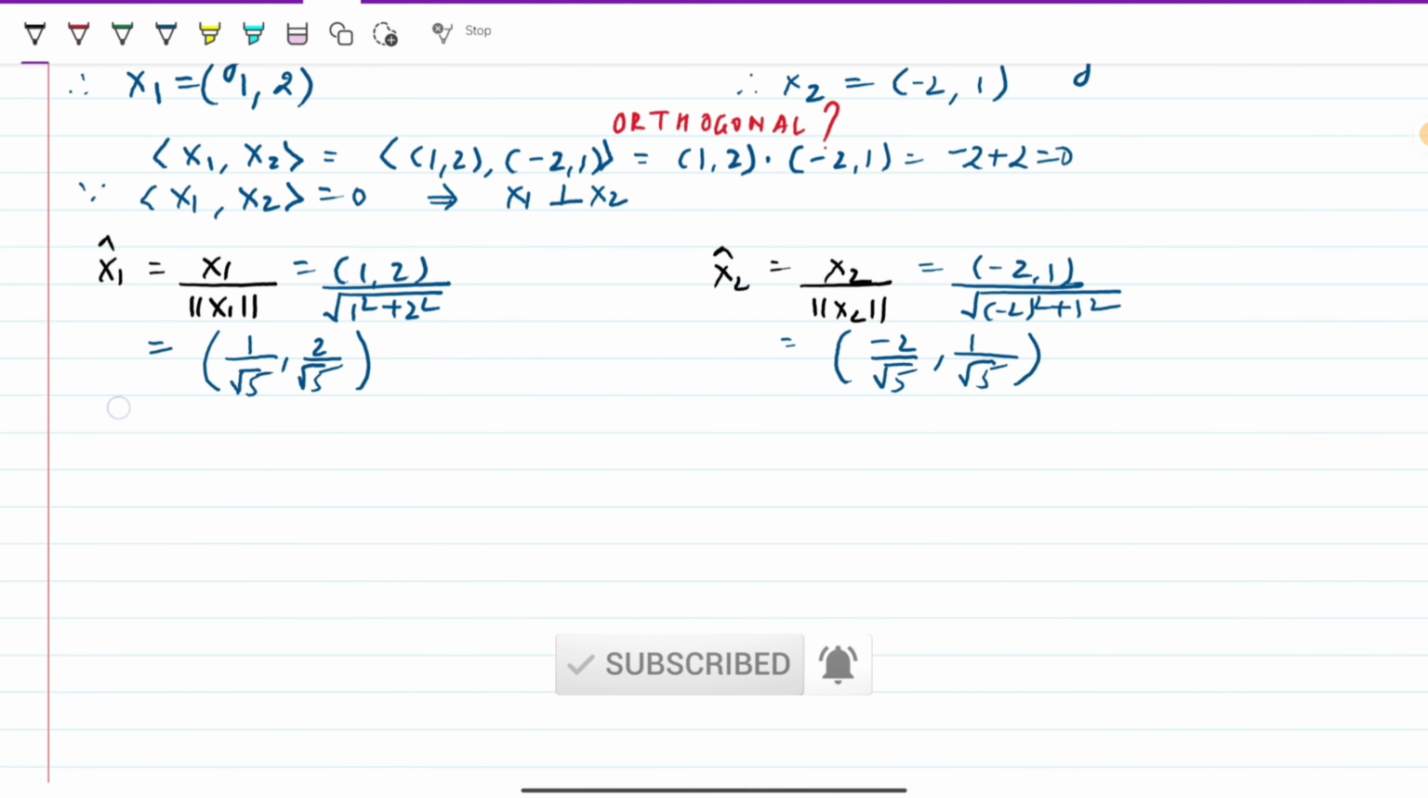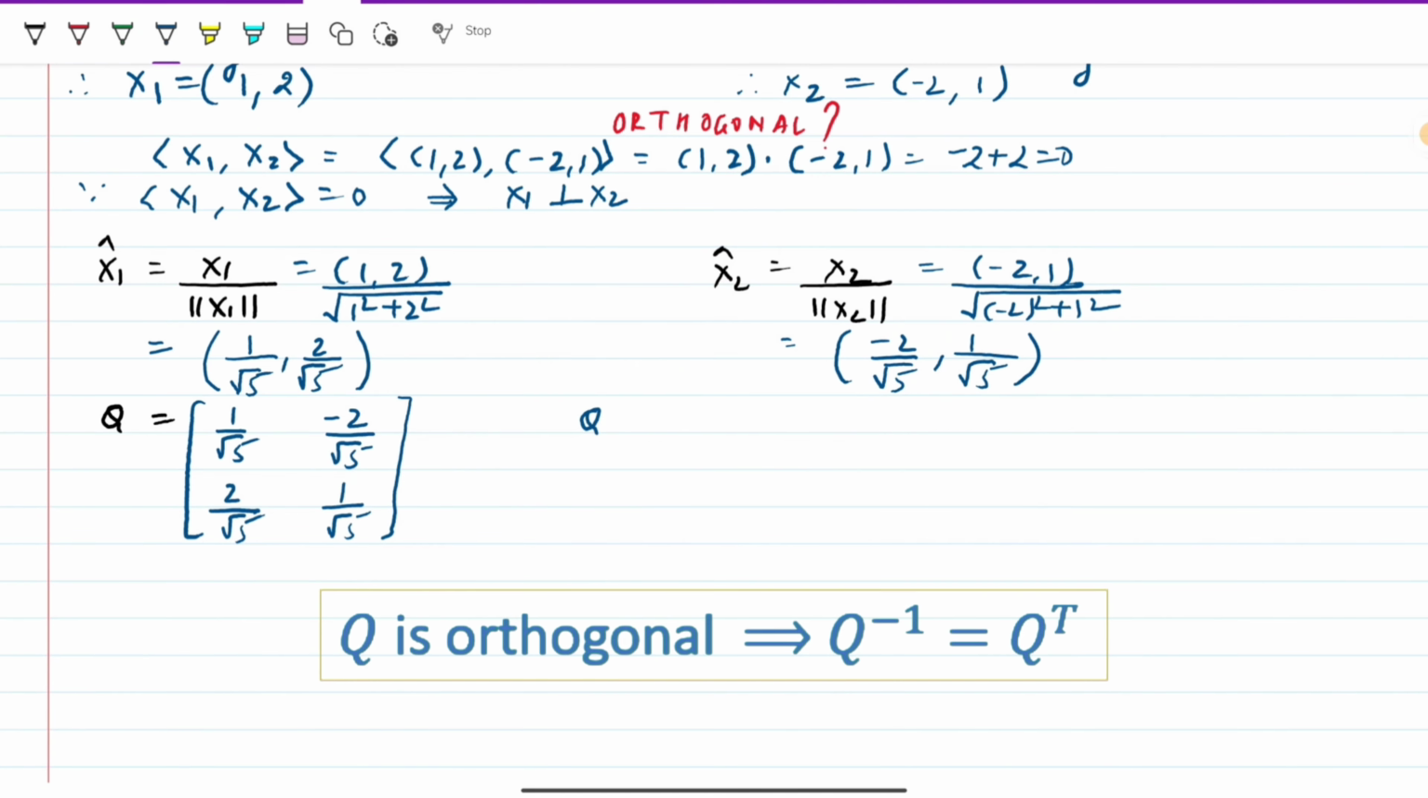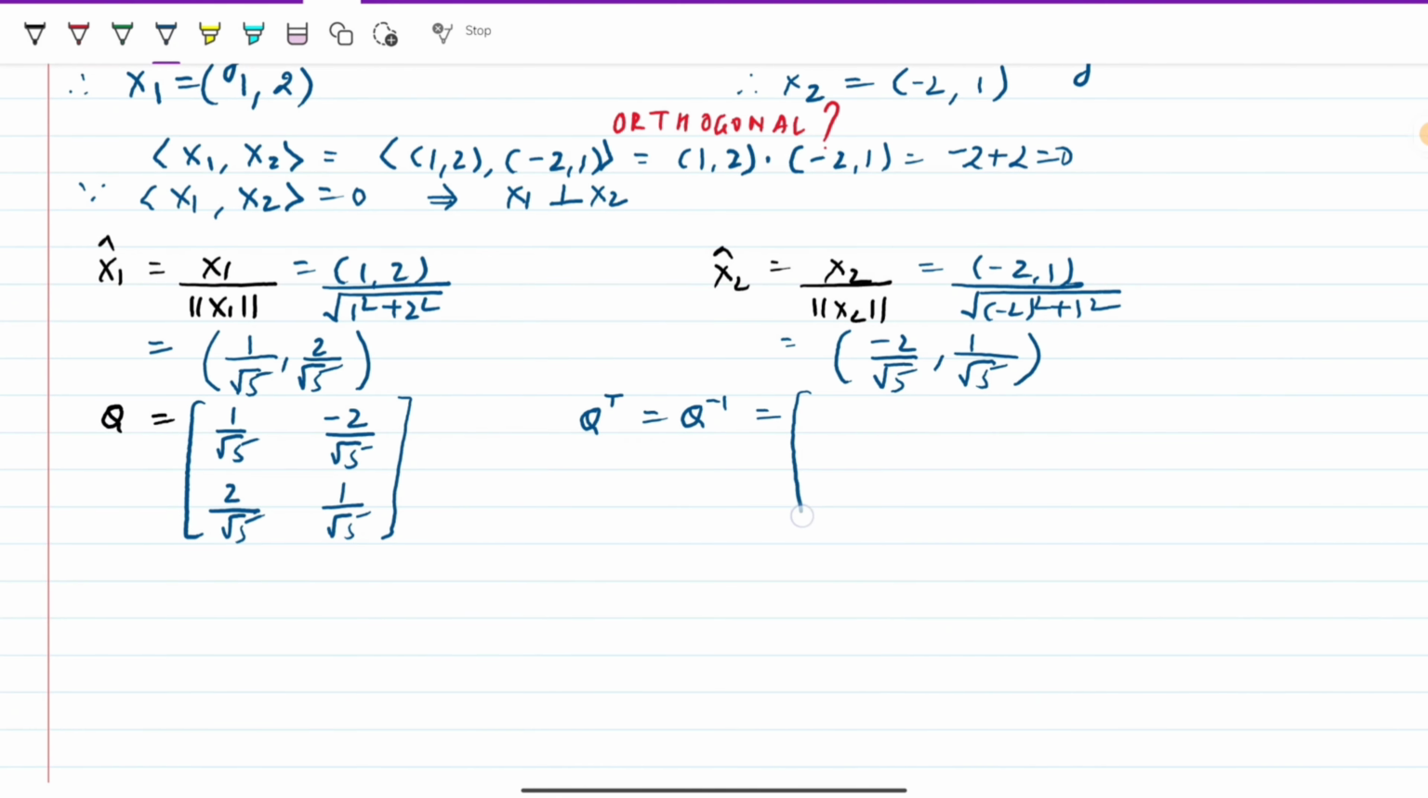So the matrix Q is given by, the first column will be x1 hat, so that's 1 over root 5, 2 over root 5, and the second column will be -2 over root 5 and 1 over root 5. By the nature of construction of this matrix, we already are aware that Q is going to be orthogonal. So thus, applying the result, the transpose of Q is going to be the inverse of Q, and this is going to be 1 over root 5, -2 over root 5, 2 over root 5, and 1 over root 5. So thus we have found Q and Q inverse.